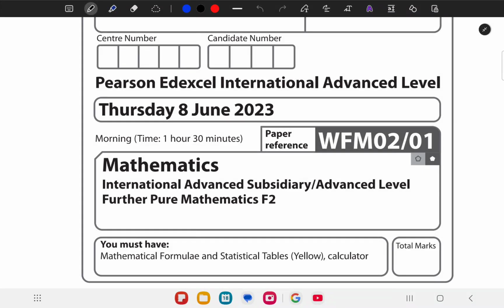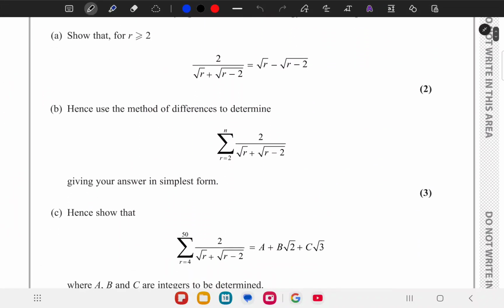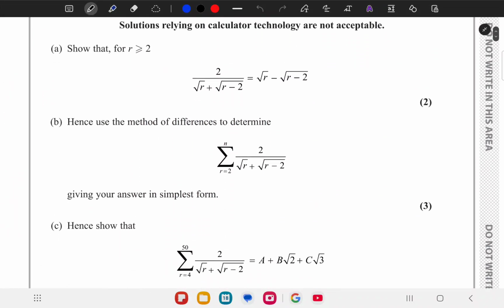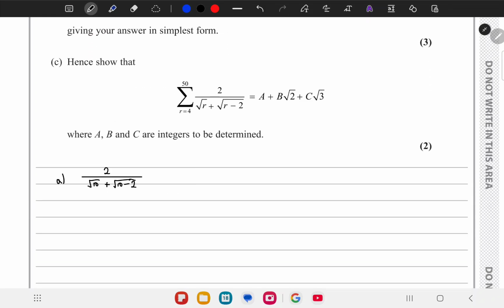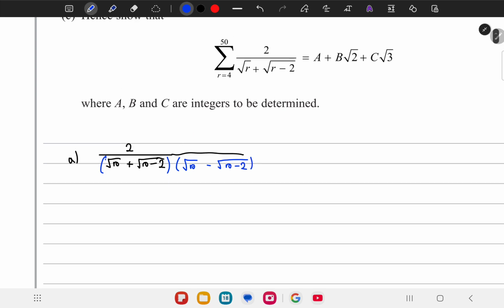We'll start the Pearson Edexcel IAL May-June 23 paper of F2. For the first question, we have to show that this expression over here comes out to be this. We can begin by rationalizing the denominator. We'll multiply this with root r minus 2, and we'll put this on the top as well.